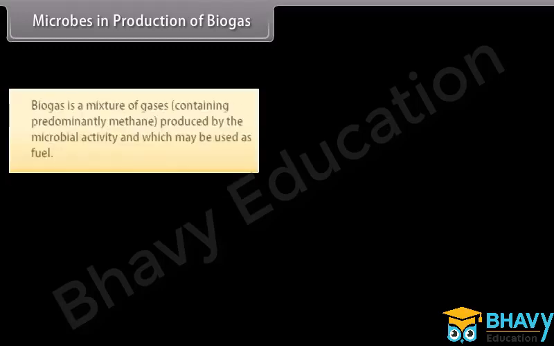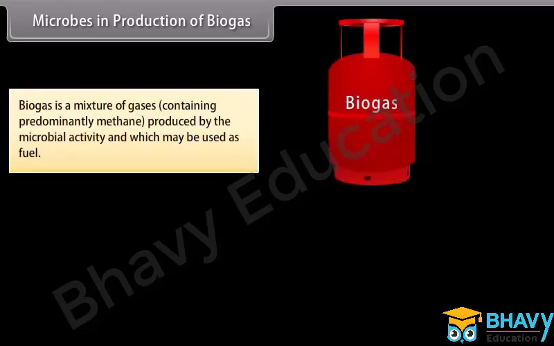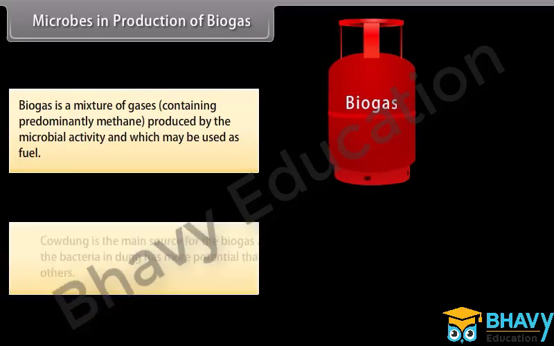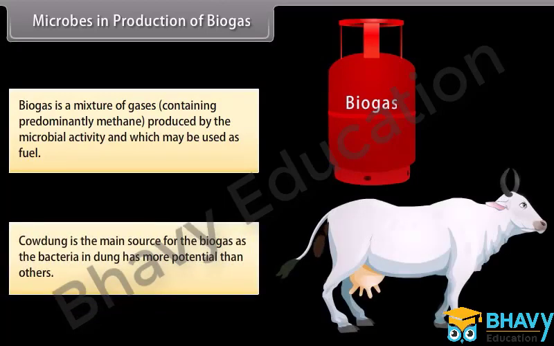Microbes in production of biogas. Biogas is a mixture of gases containing predominantly methane produced by the microbial activity and which may be used as fuel. Cow dung is the main source for the biogas as the bacteria in dung has more potential than others.